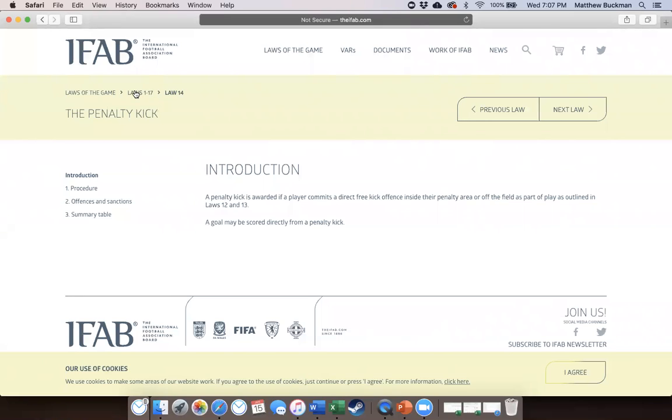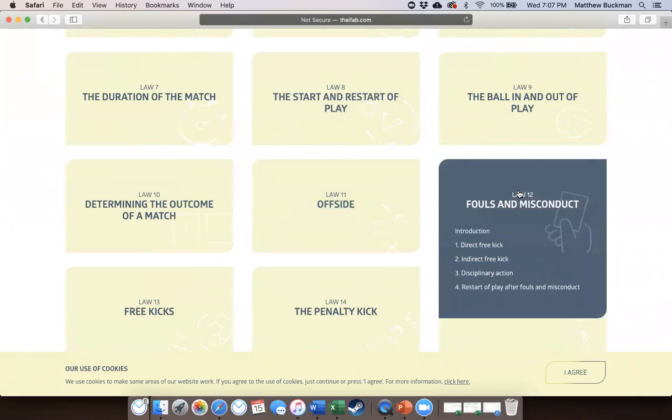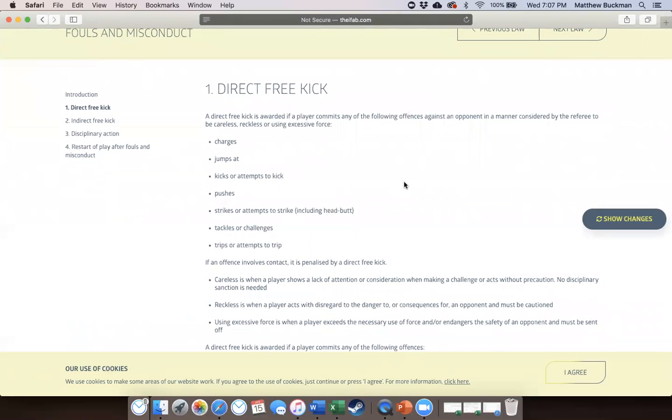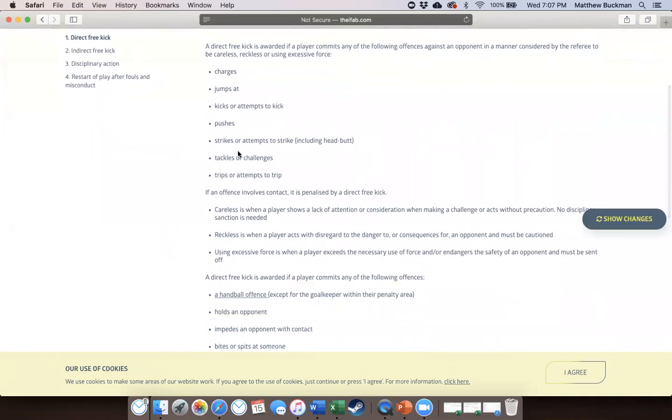So I thought it would be good just to take a step back really quickly and look at the direct free kick offenses that we can have, just so that we are aware of what kinds of fouls we can give penalty kicks for. So again, direct free kick offenses. A direct free kick is awarded if the player commits any of the following offenses: charging, jumping at an opponent, kicking or attempting to kick an opponent, pushing, striking or attempting to strike, and this does include headbutts, tackles and challenges, and trips or attempts to trip.